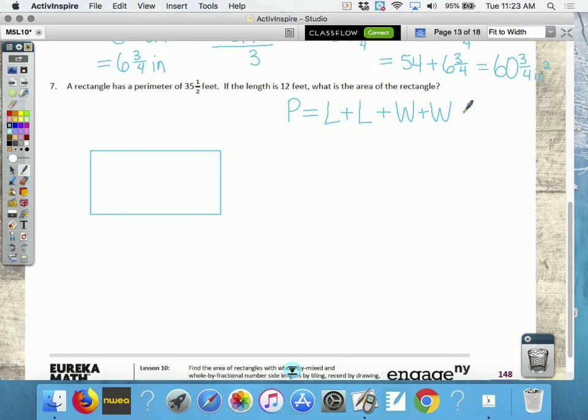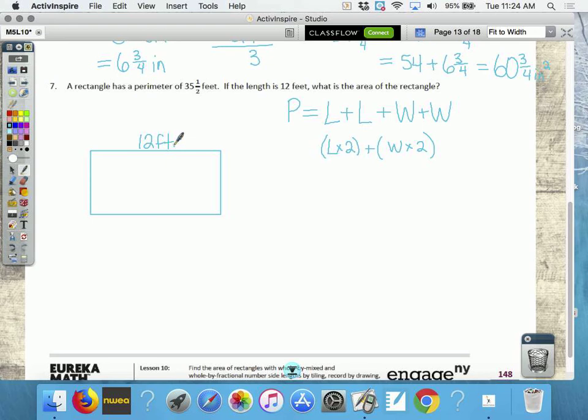And there's a lot of times where you're going to just have to divide it in half. Okay? Another way to write it, length times 2 plus width times 2. Is that what doubling it means? Okay. So those are two ways to write it. So my perimeter is 35.5 feet all the way around the outside. If the length is 12 feet, what is the area of the rectangle?